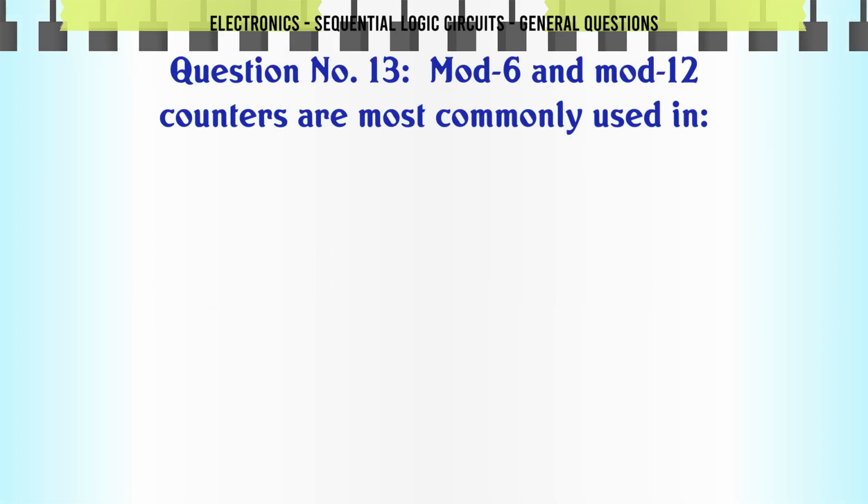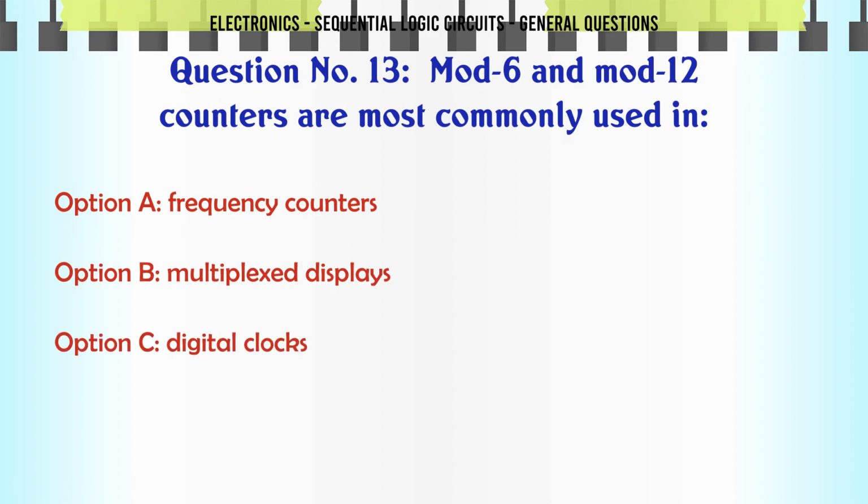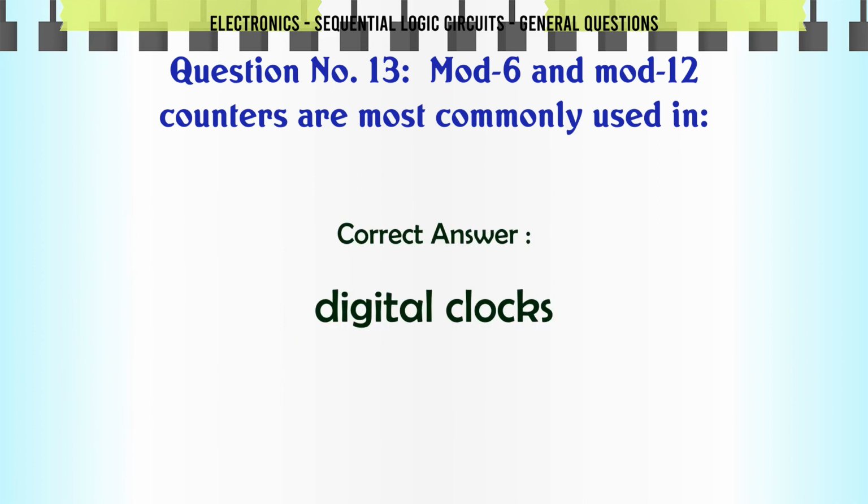Mod 6 and Mod 12 counters are most commonly used in: A. Frequency counters. B. Multiplexed displays. C. Digital clocks. D. Power consumption meters. The correct answer is digital clocks.